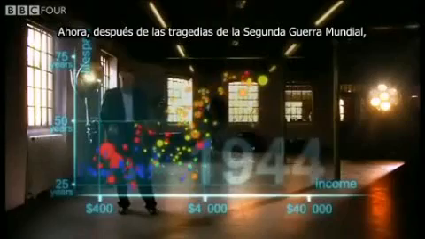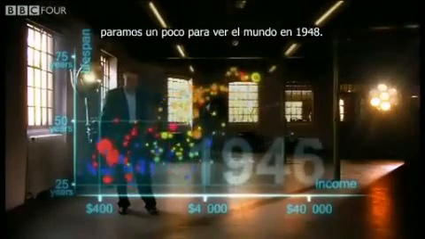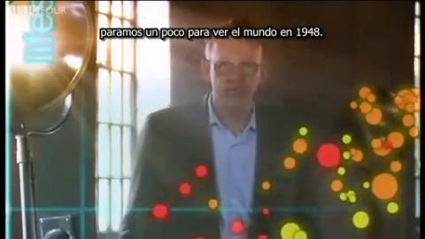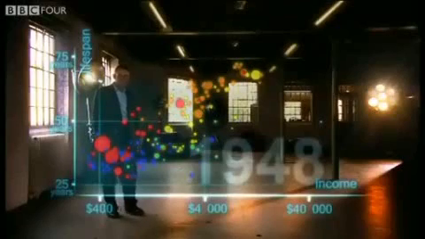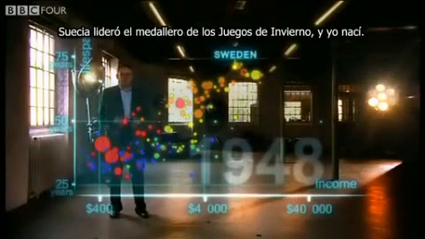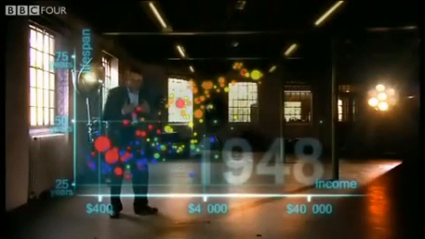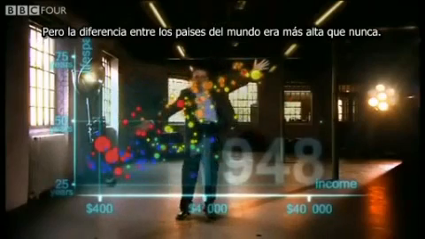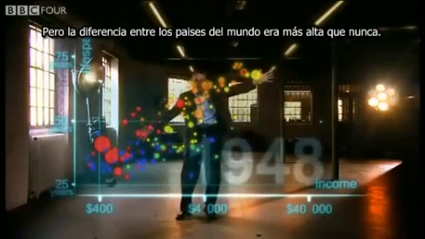Now, after the tragedies of the Second World War, we stop a bit to look at the world in 1948. 1948 was a great year. The war was over, Sweden topped the medal table at the Winter Olympics, and I was born. But the differences between the countries of the world were wider than ever.